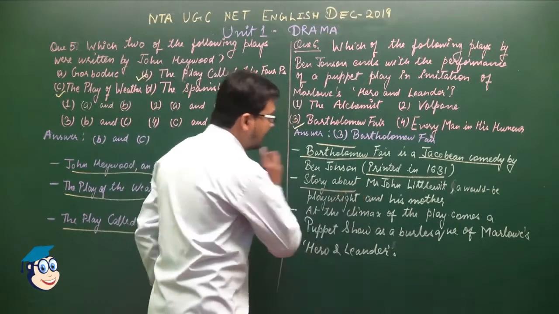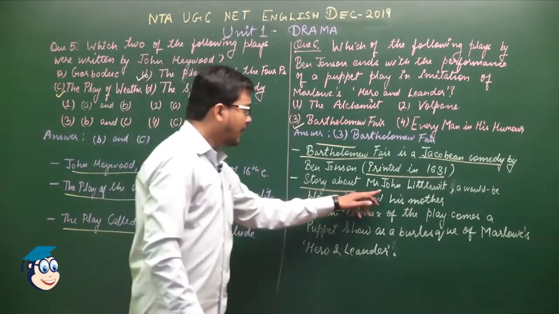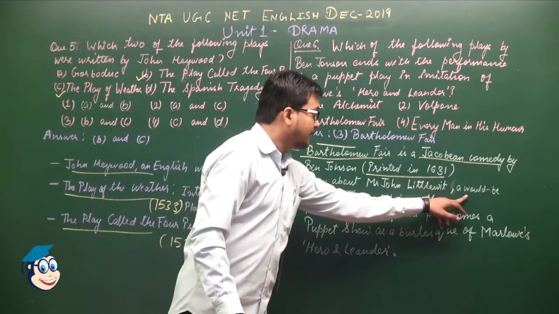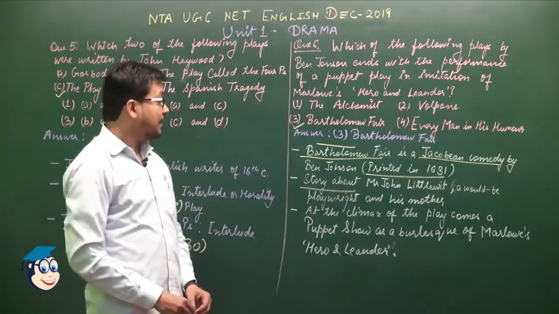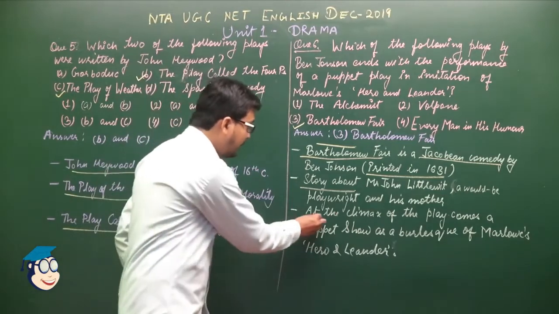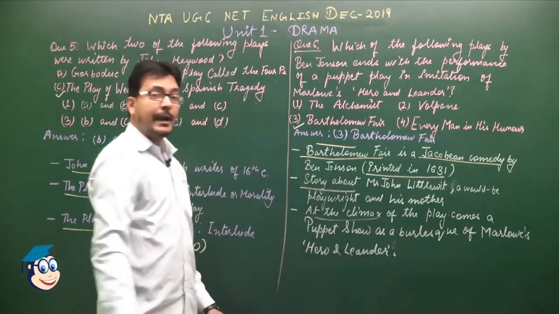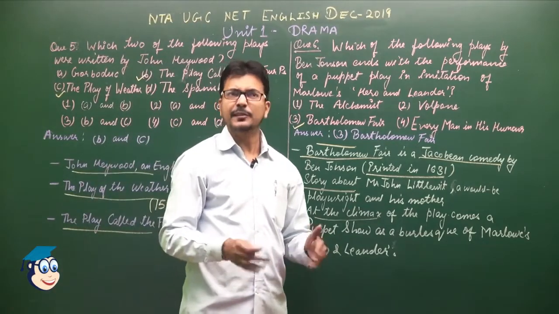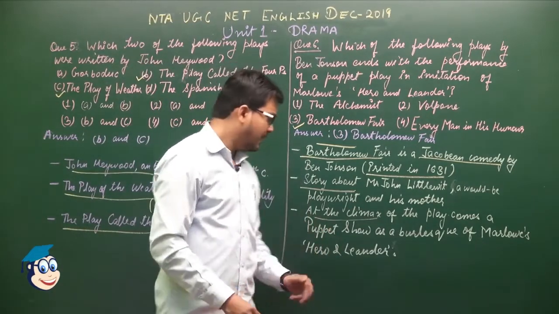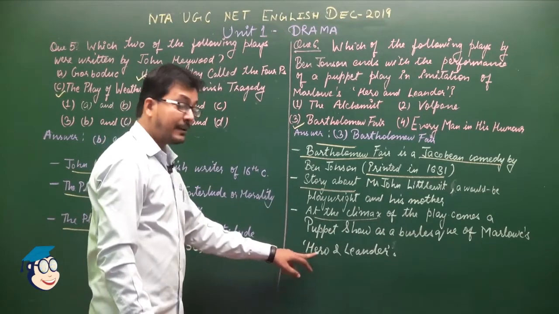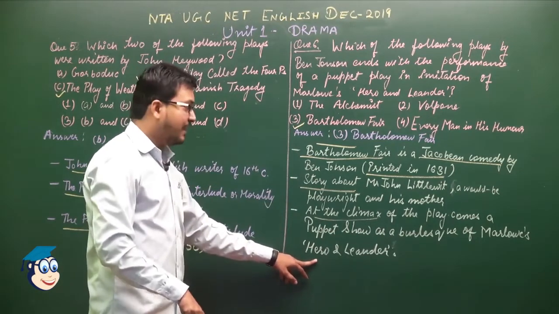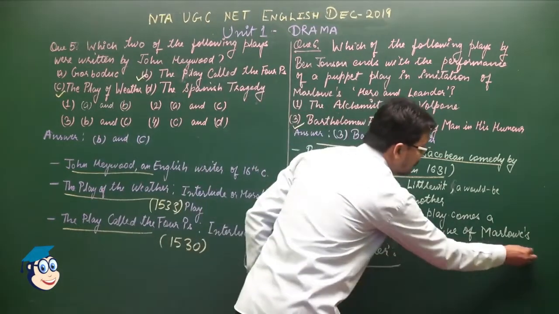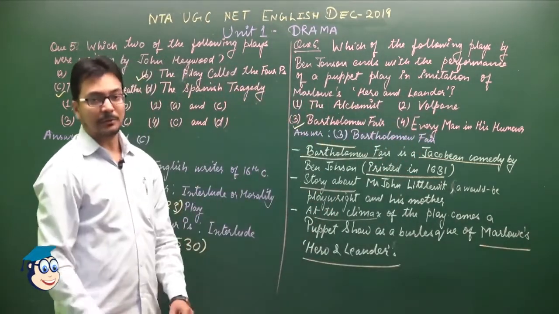The story revolves around Mr. John Littlewit and his mother, and Mr. John Littlewit is aspiring to be a playwright. At the end of the play, there is a puppet show to be exhibited in a fair. And that puppet show is similar to the one used in Hero and Leander by Christopher Marlowe. This is how the play ended.